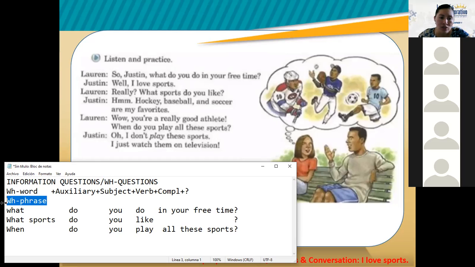Entonces, en este caso, la segunda pregunta está haciendo referencia a una WH phrase, ¿verdad? Y si es solo la WH word, vamos a iniciar acá. Pero luego el resto de los elementos siempre van a ser iguales, ¿verdad? Auxiliary, subject, verb, and complement, ¿ok? That's how I'm going to make up all the questions, right? When it comes to present simple and they are information questions.